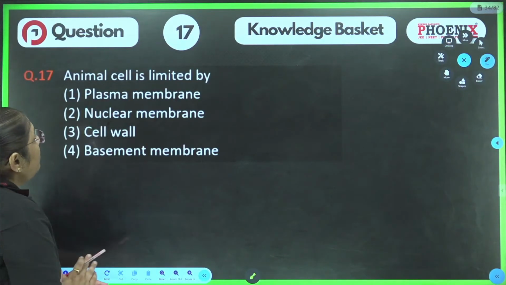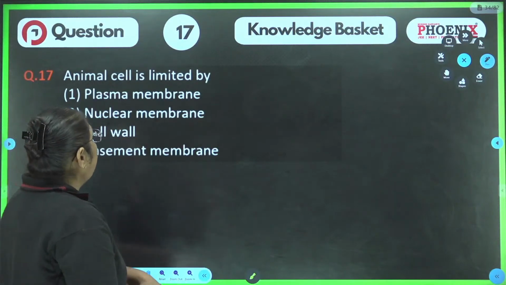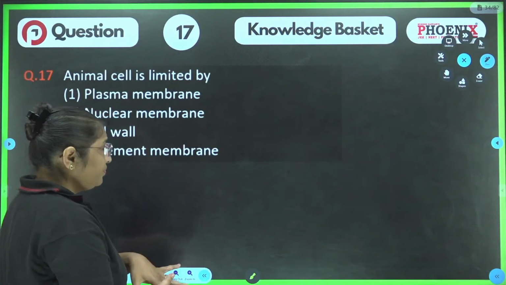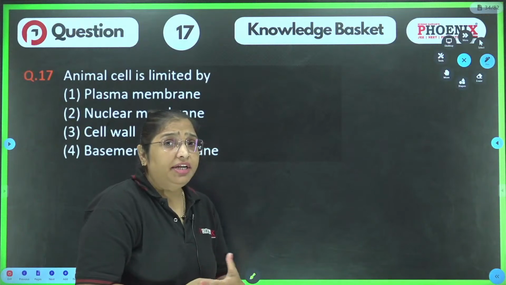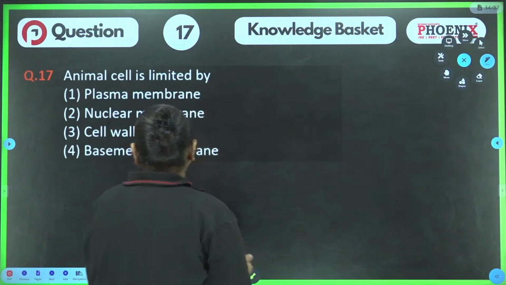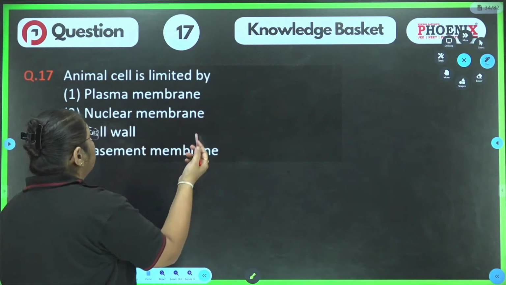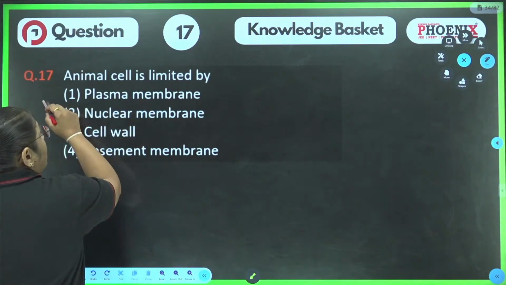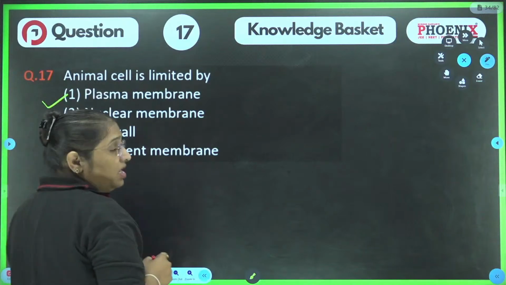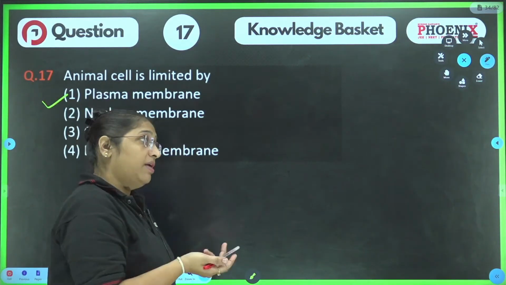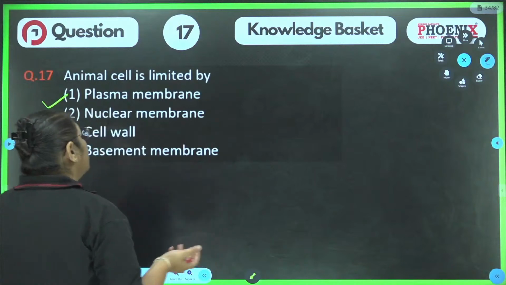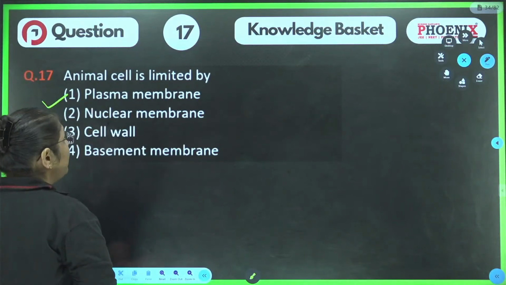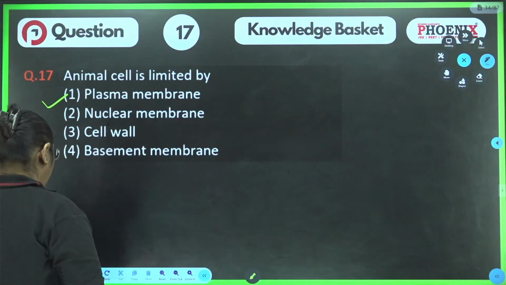Now 17 number, animal cell is limited by. Now animal cell does not contain cell wall, so cell wall is not there, right? Nuclear membrane is inside. So the outer membrane is plasma membrane. Animal cell is limited by plasma membrane.